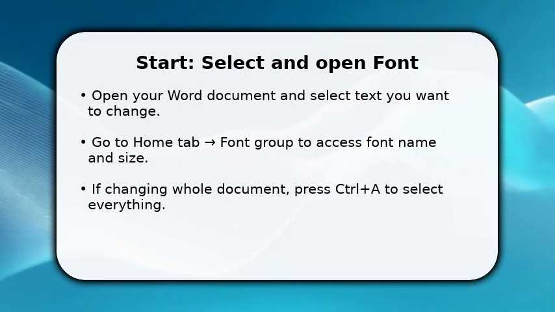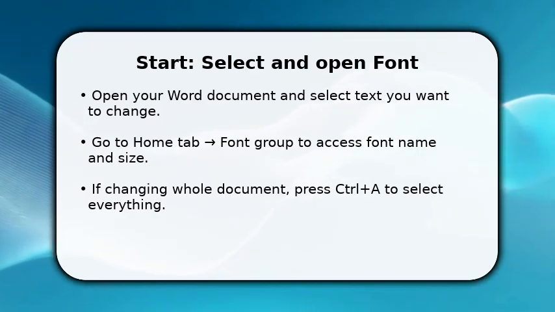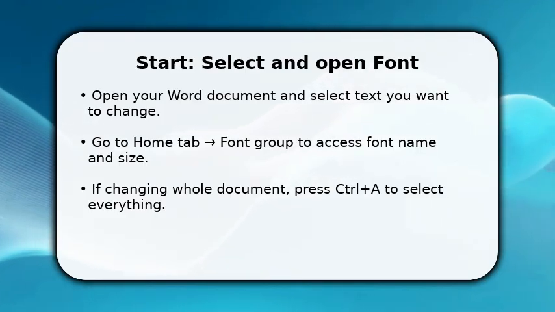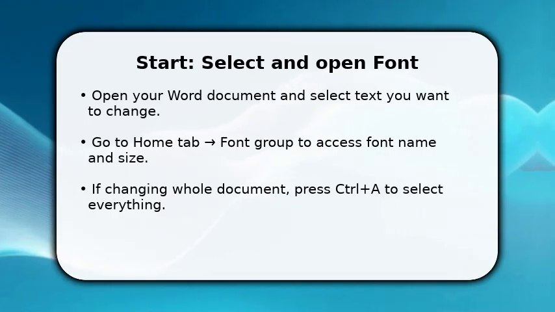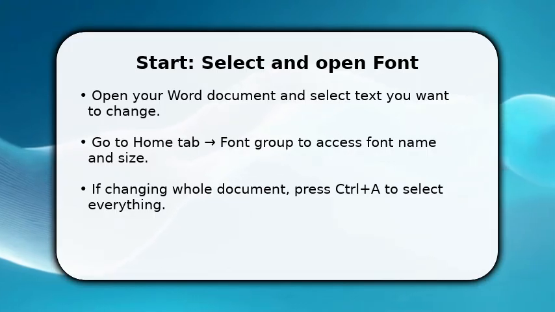You begin by selecting the text you want to change, so Word applies the new font exactly where you need it. Once selected, move to the Home tab and focus on the font group. This is where font name, size, and quick styles live. Make sure to use Ctrl+A when you mean the entire document to avoid missed paragraphs.